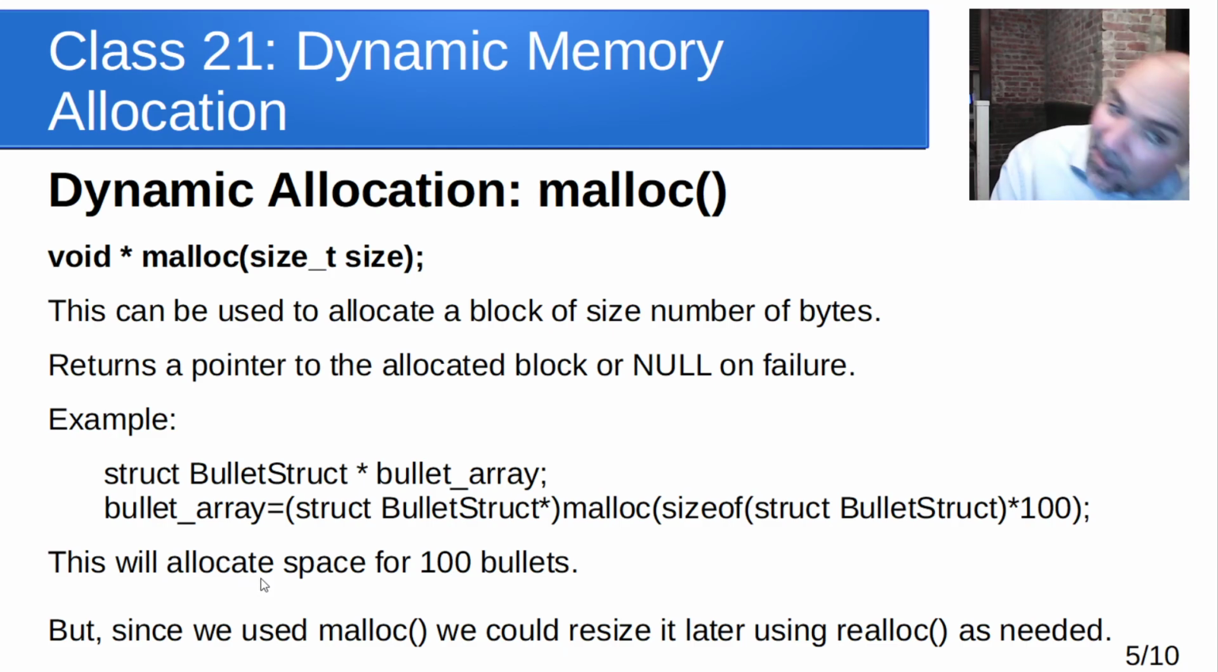So this is going to allocate space for 100 bullets, just like we had when we statically allocated. But now notice, if we called this malloc, we could change this 100 to a different number, and we would get a different size block. Or if we used malloc, we could create it, fill it with bullets, and then resize it later to be a different size, bigger or smaller, as needed.